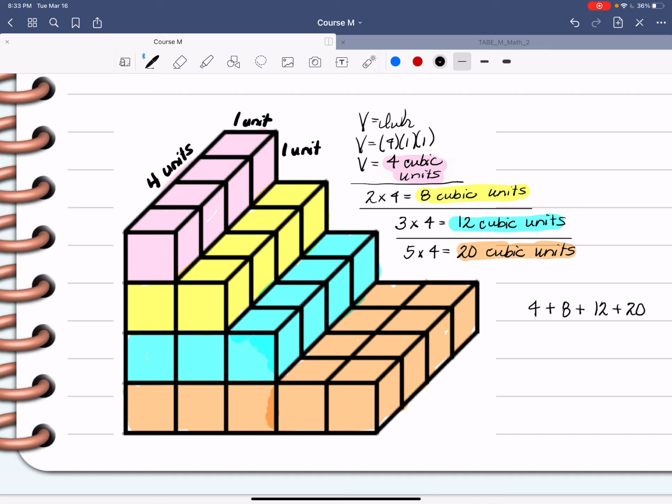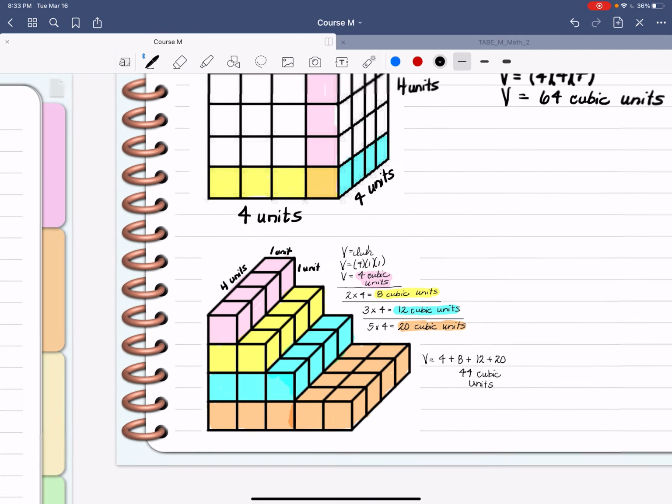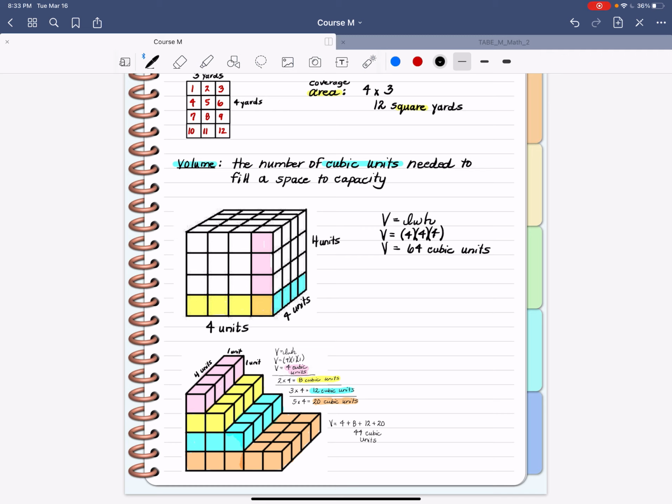And I'm thinking 44. Let me double check myself. You guys know how I am with adding in my head. Yes, 44 cubic units for the total composed volume. So in this one, I didn't have a formula. I just had to do some reasoning just to count that one up.